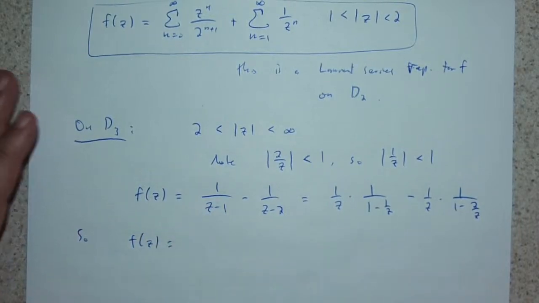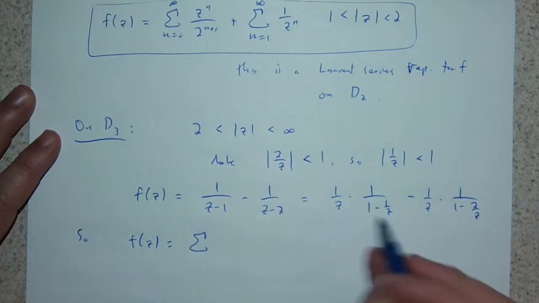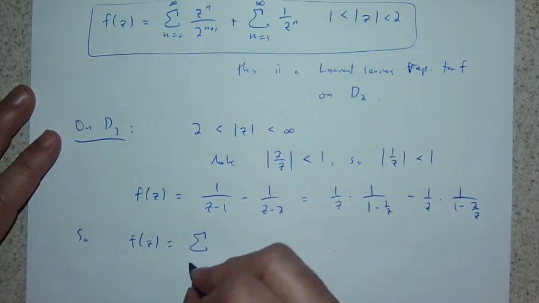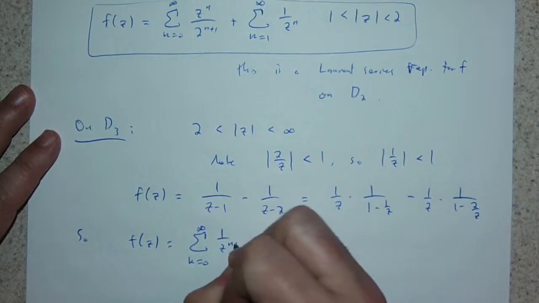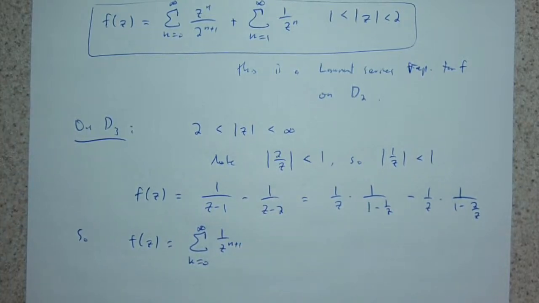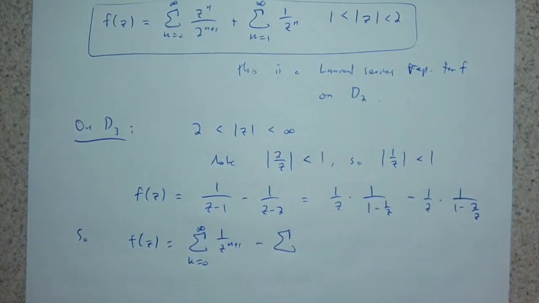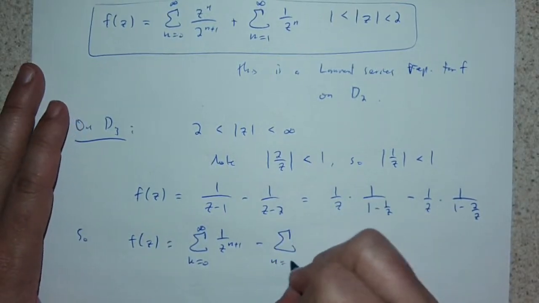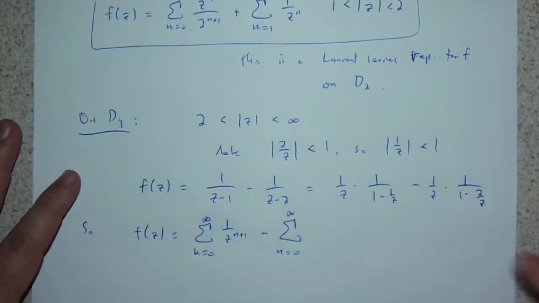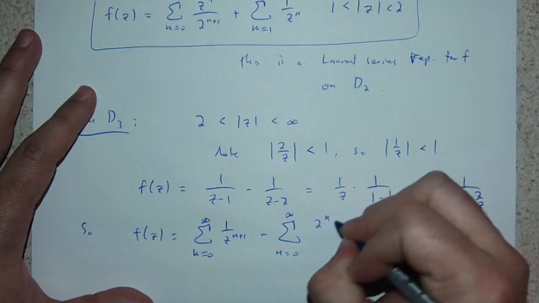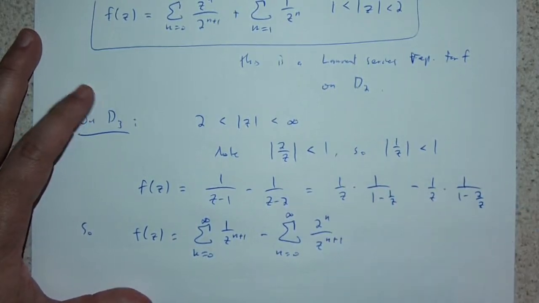f of z can be written as, just as before, the sum from n equals 0 to infinity of 1 over z to the n plus 1, which we know we can rescale in a nice way if we needed to here. But actually, the second sum is the sum from n equals 0 to infinity of, now there's a 2 here, so this is 2 to the n over, you get an extra copy of z in the denominator, so this is z to the n plus 1.